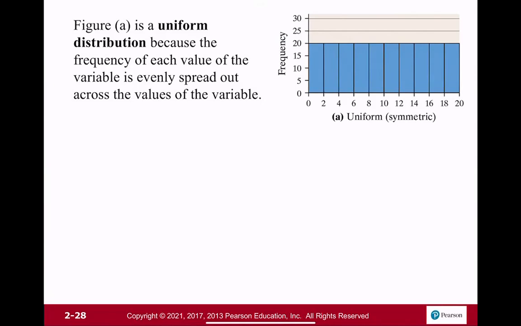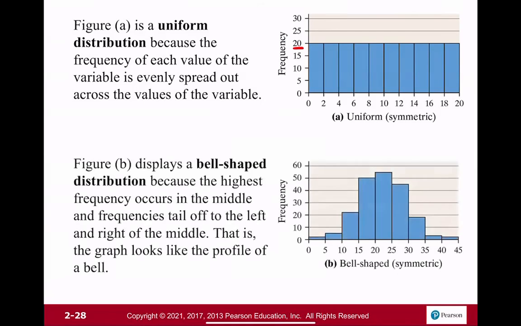This isn't that great just because there isn't any variability. We know that all the values are going to end up being 20, and there isn't anything fun about that. We're not able to really measure anything. Everything is exactly the same. So that's not that interesting. For this one, it is pretty interesting. Figure B displays a bell-shaped distribution because the highest frequency occurs in the middle.